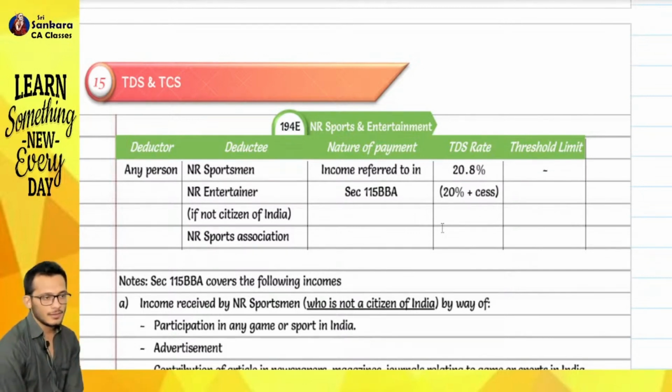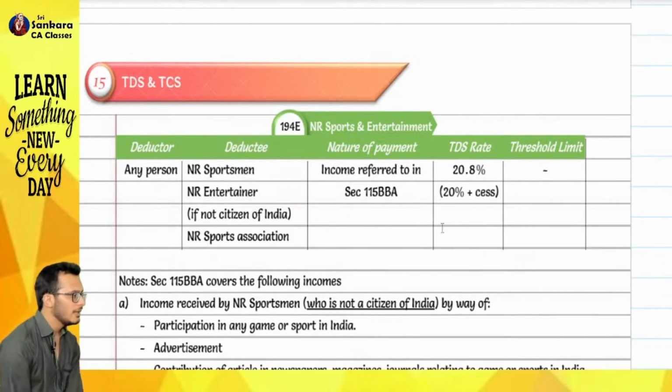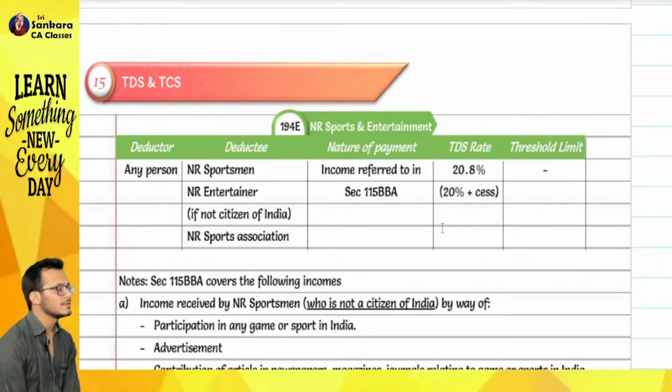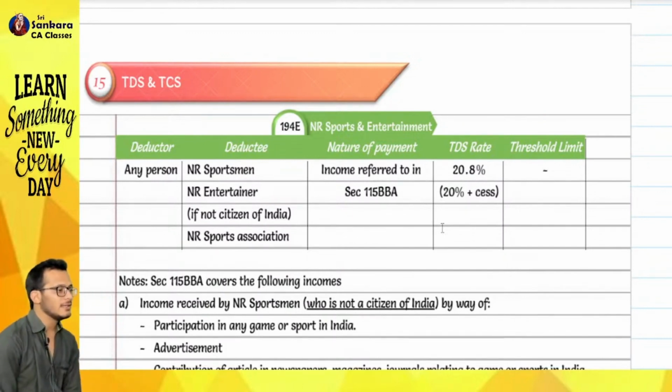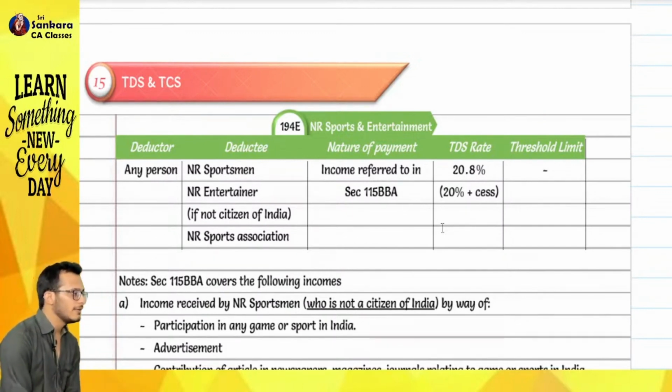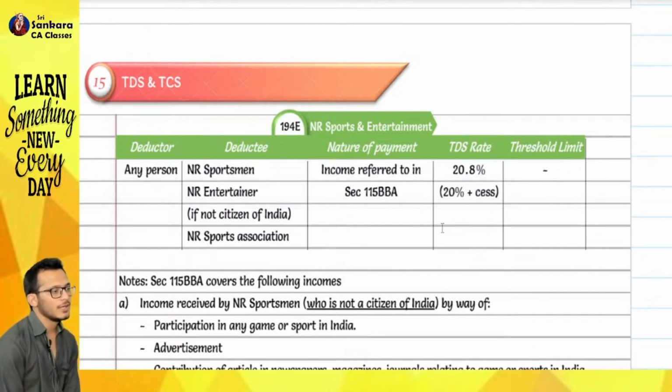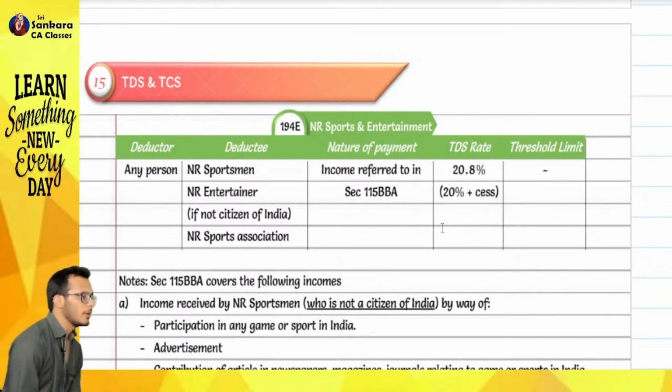After H comes I. 194I talks about rent. If you are going to receive any kind of property from someone on rent, that will be liable for TDS under 194I. At what rate will you deduct? If it is plant and machinery, you will deduct 2%. If it is an immovable property, you will deduct 10%.